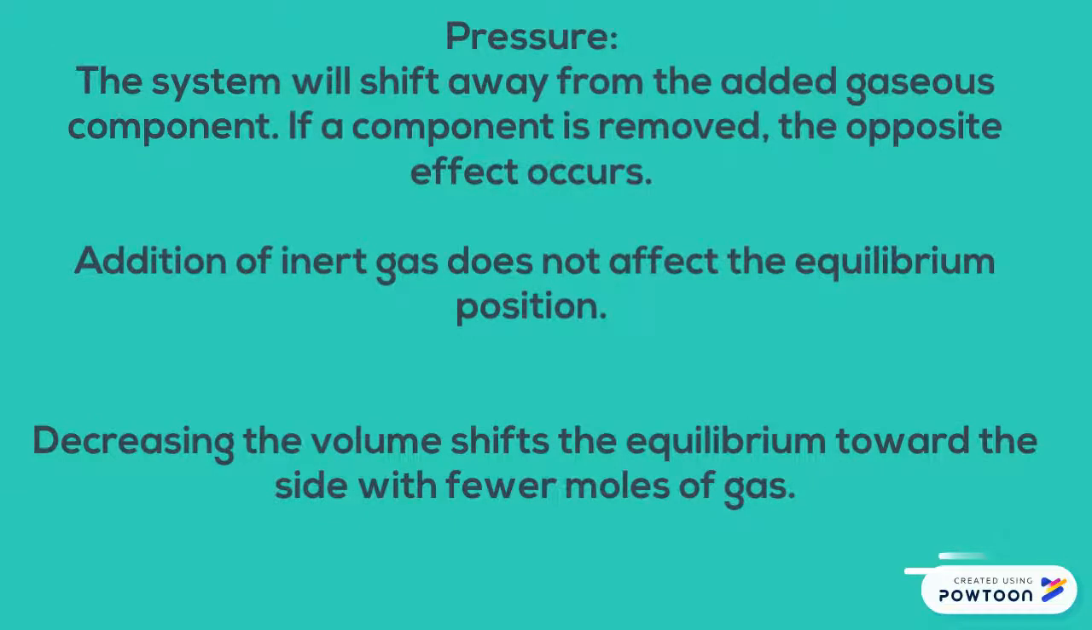And lastly, in terms of pressure, the system will shift away from the added gaseous component. If a component is removed, the opposite effect occurs. However, the addition of an inert gas does not affect the equilibrium position. Also, decreasing the volume shifts the equilibrium toward the side with fewer moles of gas.